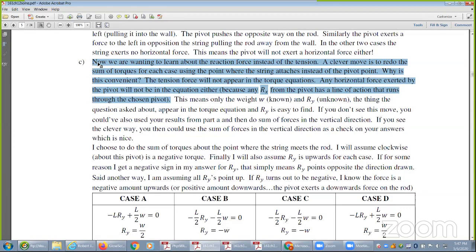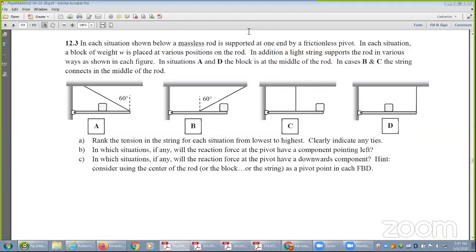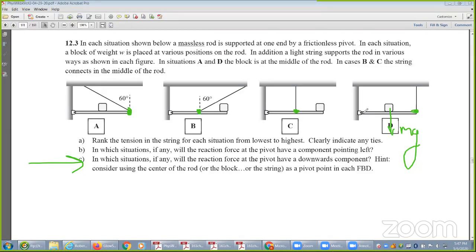So digest that paragraph, right? By choosing your pivot point wisely, you can learn all kinds of neat things. That's why you should redo 12.3 without looking at the solutions after I'm not around, okay? So it's just, you can learn a lot by choosing the pivot point wisely. By doing the pivot point at the string, and so to be clear, let's go look at it. So for part C, if I choose these points as the pivot, I learn about mg and the reaction force.